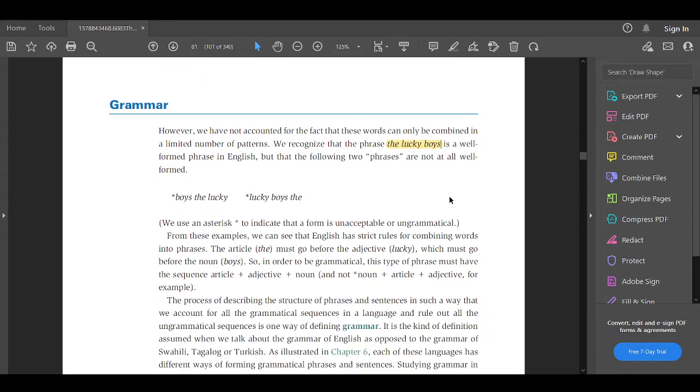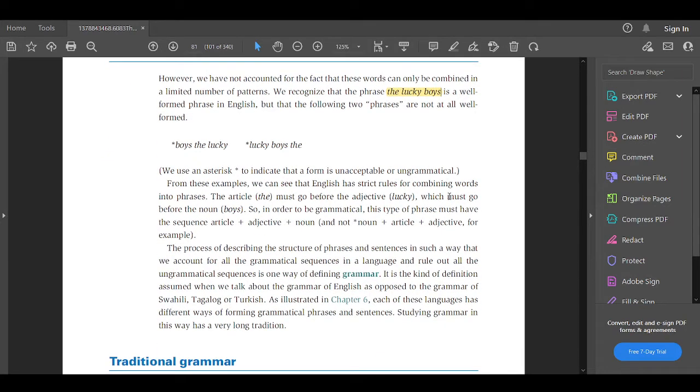Okay, so when we think about the grammar, we can say, describing the structure of phrases and sentences in such a way that we account for all the grammatical sequences in a language. This is one definition. All right. And the rule out of ungrammatical sequences as well. Of course, this comes without saying. Also, ruling out all the ungrammatical sequences or order of words in a sentence.